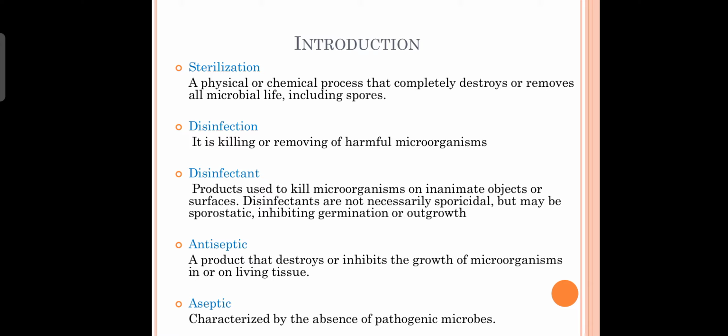Next one is antiseptic, a product that destroys or inhibits the growth of microorganisms in or on living tissue. So for doing the sterilization process, the liquid or product you are using is called an antiseptic. Next one is aseptic, characterized by the absence of pathogenic microbes. So when an object is free from microorganisms, we call it aseptic. So these are the terminology: sterilization, disinfection, disinfectant, antiseptic, and aseptic.